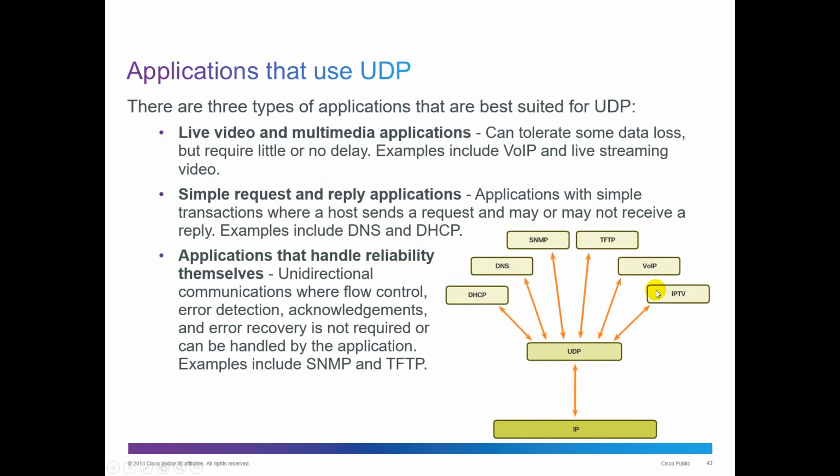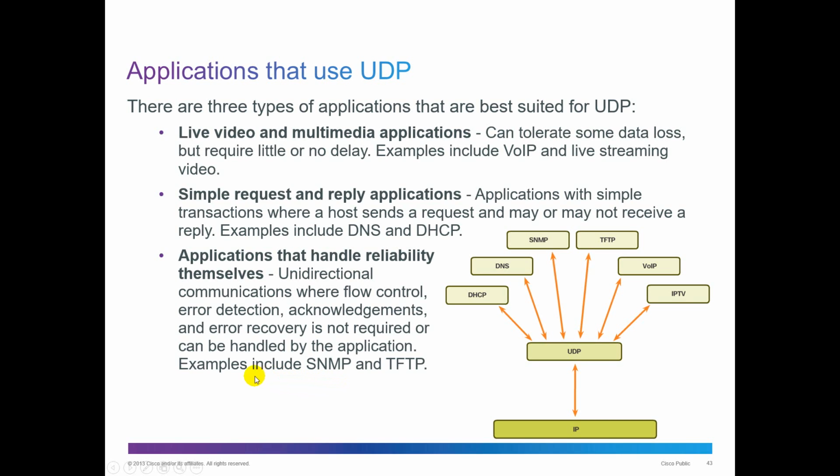Okay, applications that use UDP. Some of them, we've discussed before. Live video multimedia applications, voice over IP, simple requests and replies, applications with simple transactions where the host sends a request and may or may not receive a reply. These include DNS or DHCP. They use UDP. Applications that handle reliability themselves, unidirectional communications where flow control, error detection, acknowledgements, and error recovery is not required or can be handled by the application.